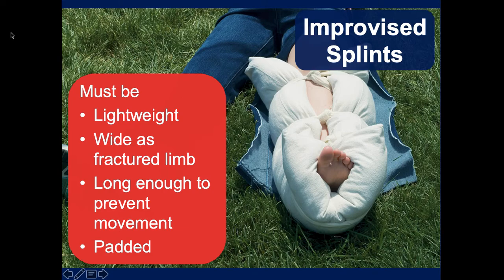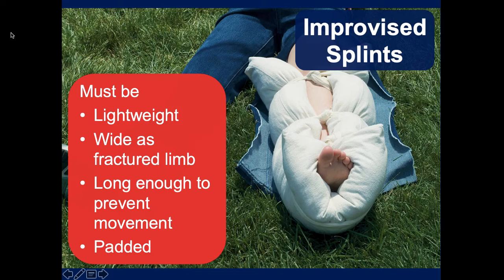Now, when it comes to improvised splints, this is a blanket splint for somebody. They're okay. You notice the toes are exposed, so they can still check pulse, motor, and sensation. You can use cardboard. I've even used 2x4s before to splint people's limbs when I had nothing else to use. So it works pretty well. Make sure it's padded. Make sure there's no sharp edges on it that can cut the patient or cause abrasions to the patient. And make sure it's long enough to immobilize the area you need to immobilize.